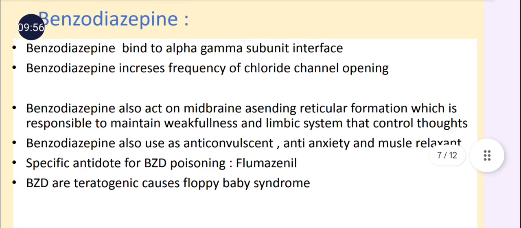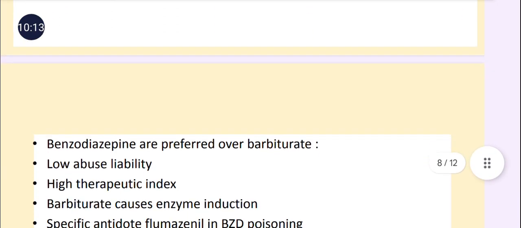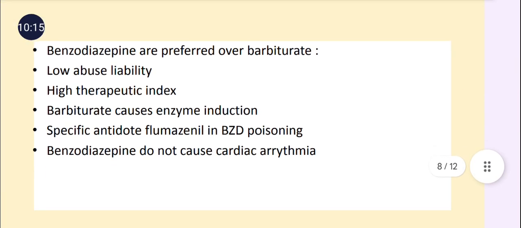Then one thing, benzodiazepines are teratogenic in nature. Teratogenic means those drugs that produce abnormalities in the child during pregnancy. Benzodiazepine causes the floppy baby syndrome. So this is about the mechanism of action of benzodiazepine. Then why are benzodiazepines more preferred as compared to barbiturate? Because of low abuse liability. Benzodiazepines are with a high therapeutic index.